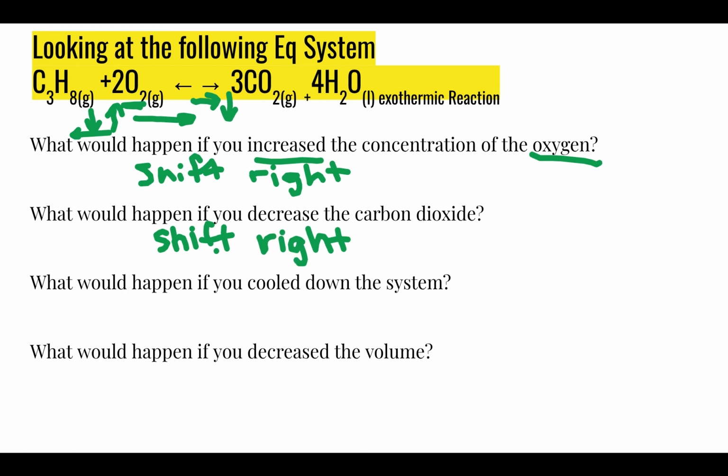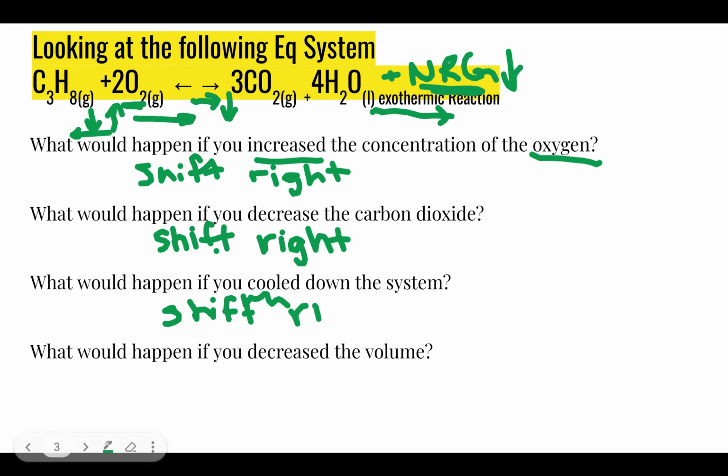Next one, what would happen if you cooled down your system? So it's an exothermic reaction, so you would have energy on the product side. Mostly students understand heating up the system, so let's look at that first. If you added in heat on the right-hand side, you would shift to the left. So then the opposite is true. If you're cooling down the system, you are removing energy, so you have to shift to replace it. So this is another one where you would shift to the right.